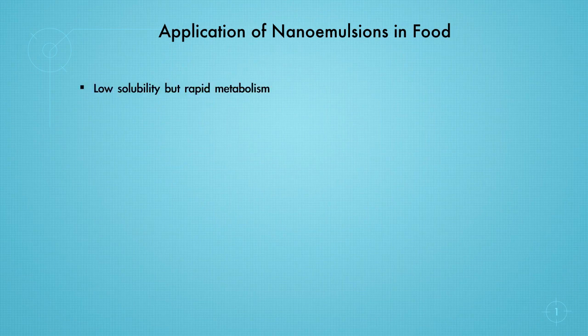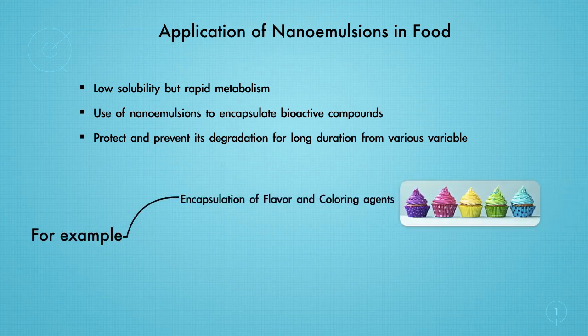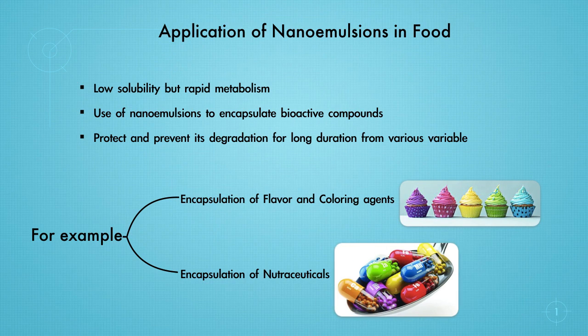Certain bioactives have low solubility but rapid metabolism, which reduces their bioavailability, whereas some are volatile and sensitive to producing or processing conditions. These challenges can be overcome by using nanoemulsion to encapsulate bioactive compounds for use in a food matrix. It will protect from processing conditions and prevent degradation for a long duration from temperature, light, pH, and oxidative stress during storage. For example, encapsulation of flavor and coloring agents and encapsulation of nutraceuticals.